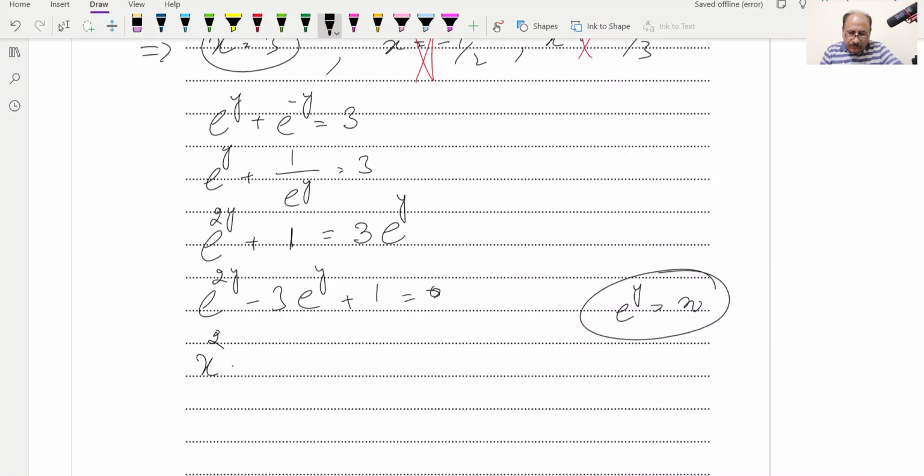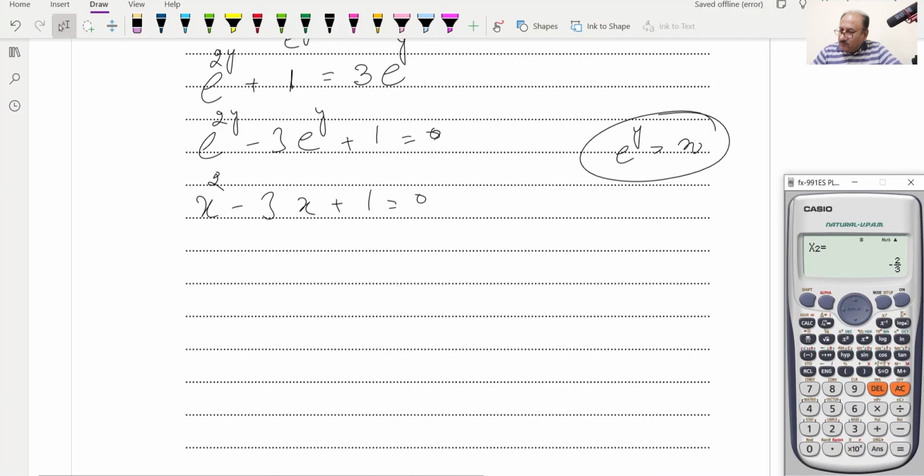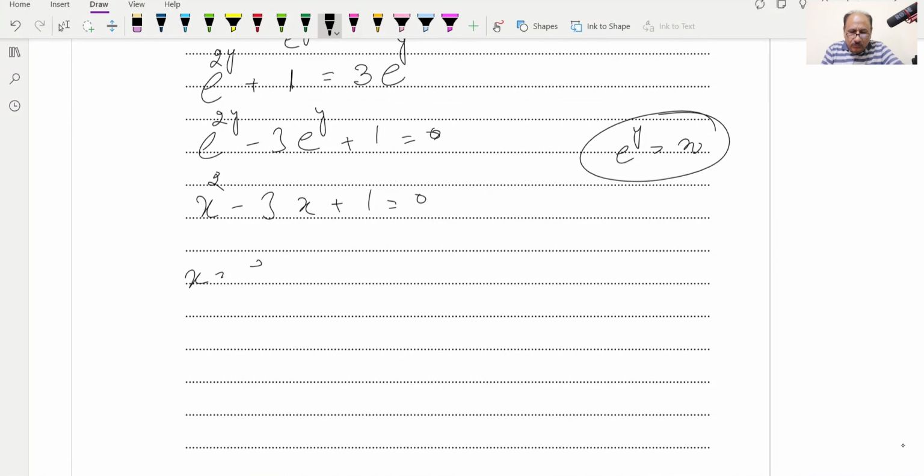This will be x squared minus 3x plus 1 is equal to 0. This is a quadratic equation in terms of x. Now we can find solutions. The x squared coefficient is 1, the coefficient of x is minus 3, and the constant value is 1. So we can write this as 3 plus under root 5 by 2 and 3 minus under root 5 by 2. So x will be equal to 3 plus minus under root 5 by 2. This will be our x value.